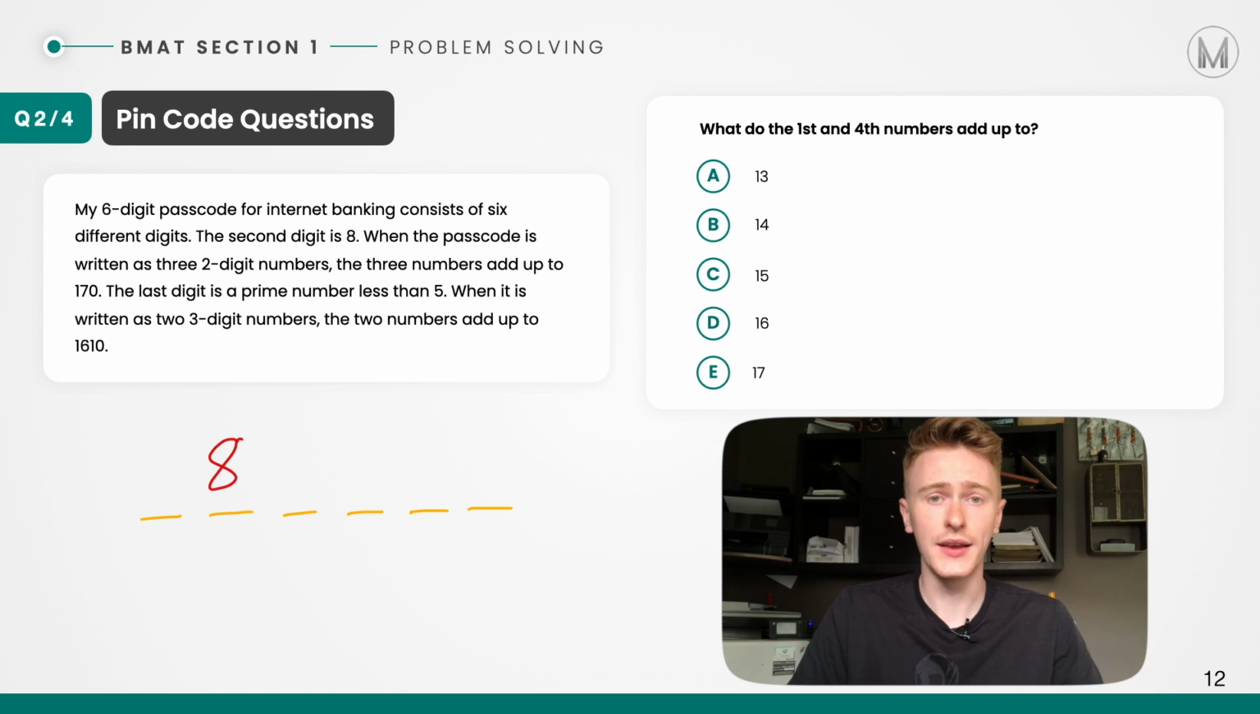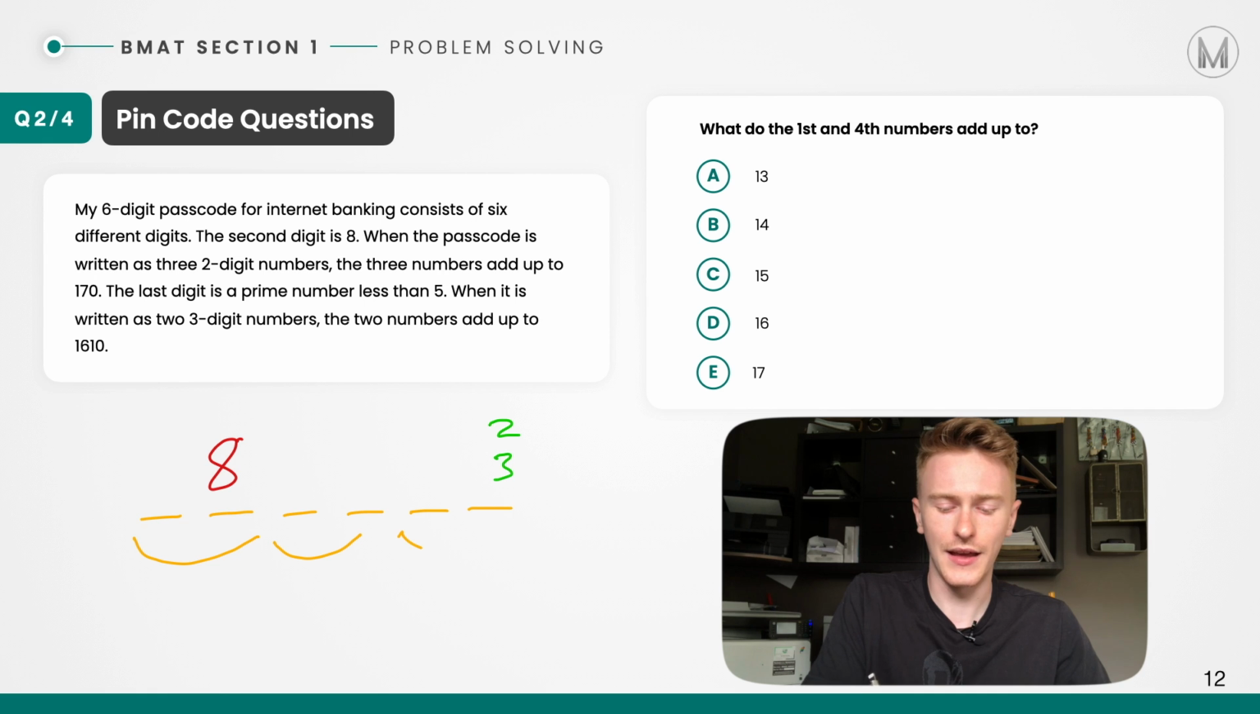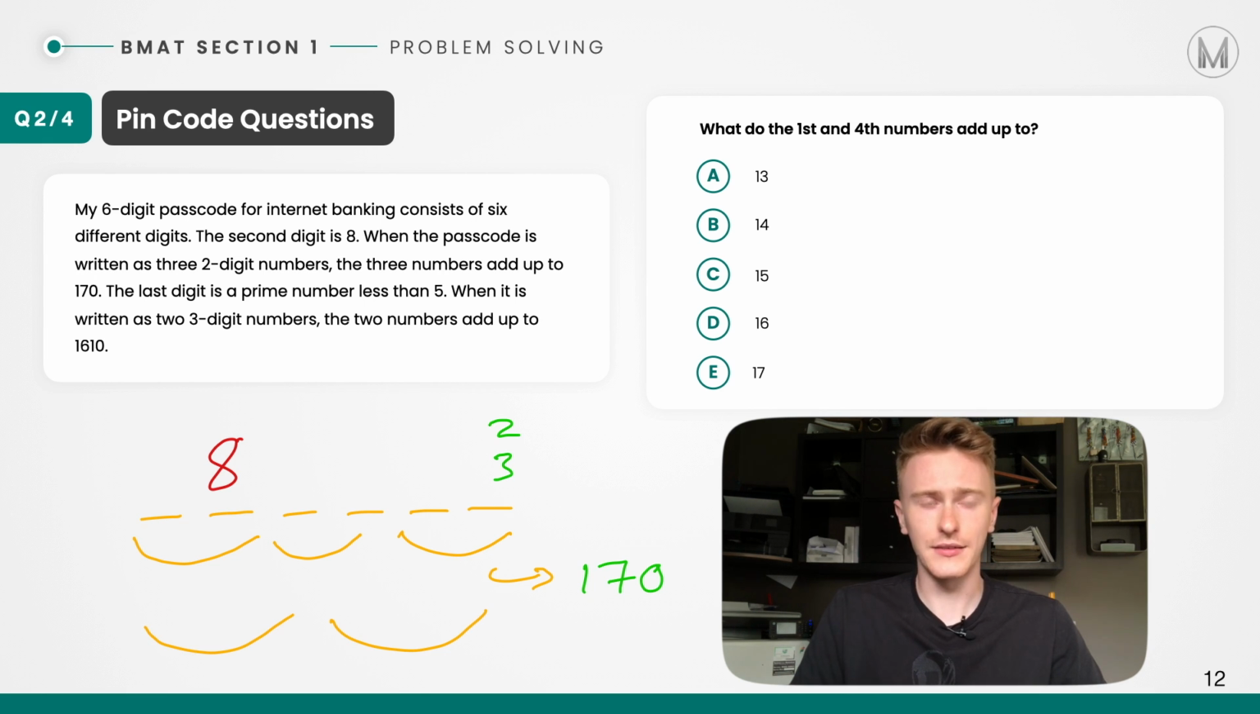We know that the last one is a prime number less than 5. Now, there's no point in writing down that rule because we can quickly work out what prime numbers we're talking about. It's either going to be 2 or 3. So we can write down those 2 possibilities in green. We know that when we pair them up according to 2-digit numbers, so if we pair them up like this, and like this, the answer comes out as 170. We know that when we pair it up as 3-digit numbers, so like this and like this, the answer comes out as 1610.